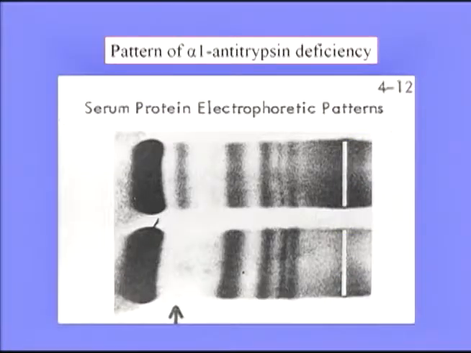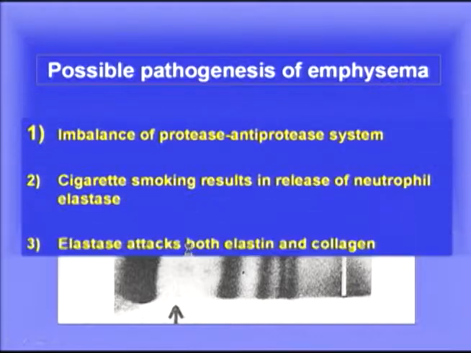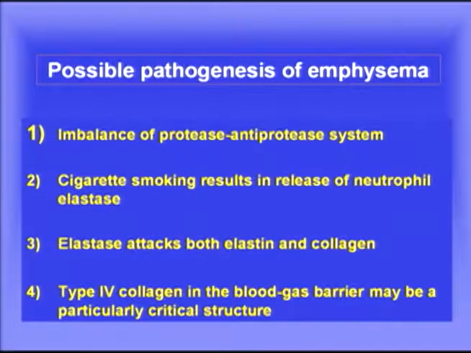And this interesting disease, first of all, can be shown by an electrophoretic pattern here, where you can see the absence of the alpha-1 antitrypsin marking here. And this disease suggests a possible pathogenesis of emphysema generally. In these patients, almost certainly, the disease is caused by an imbalance between the protease, the trypsin, and the antiprotease, the antitrypsin. And it's tempting to think that this may be true of other types of emphysema as well.